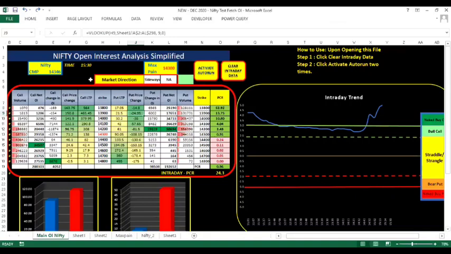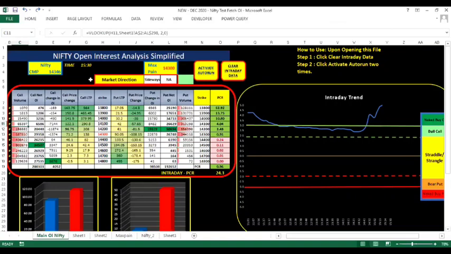What is the last traded price? What is the change since yesterday? What has been the change during the day? The during-the-day change is captured in change in OI. And what is the overall data point indicating how much is the open interest at a particular strike price. So this is just simple capturing of data.